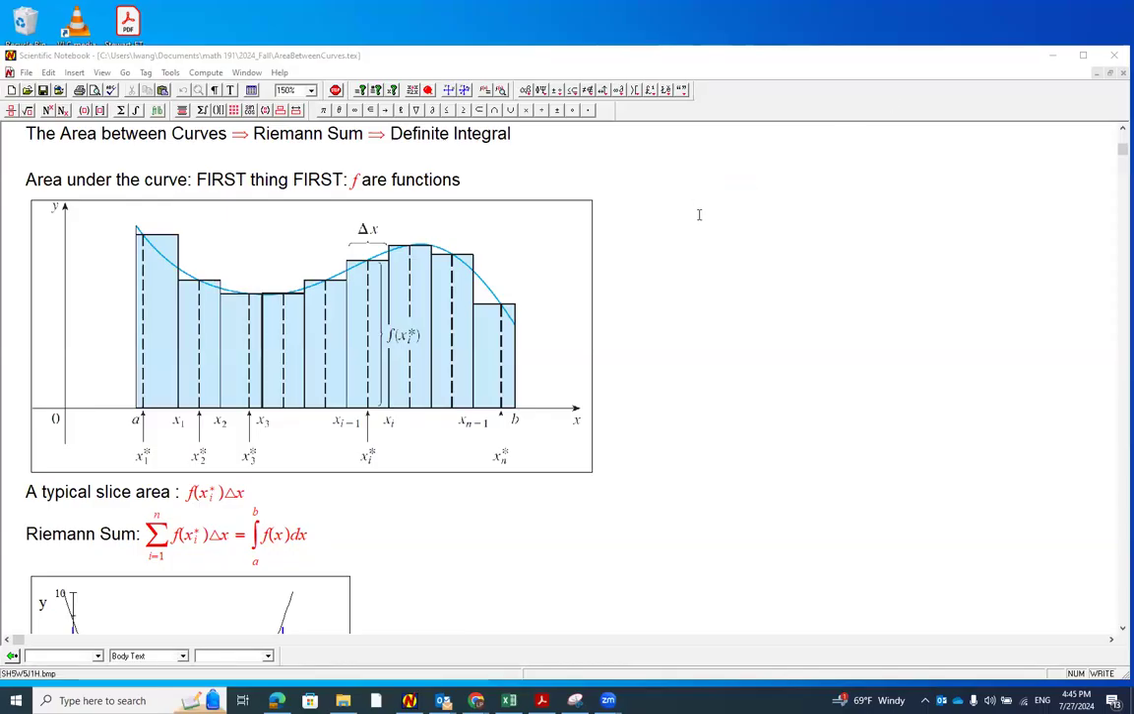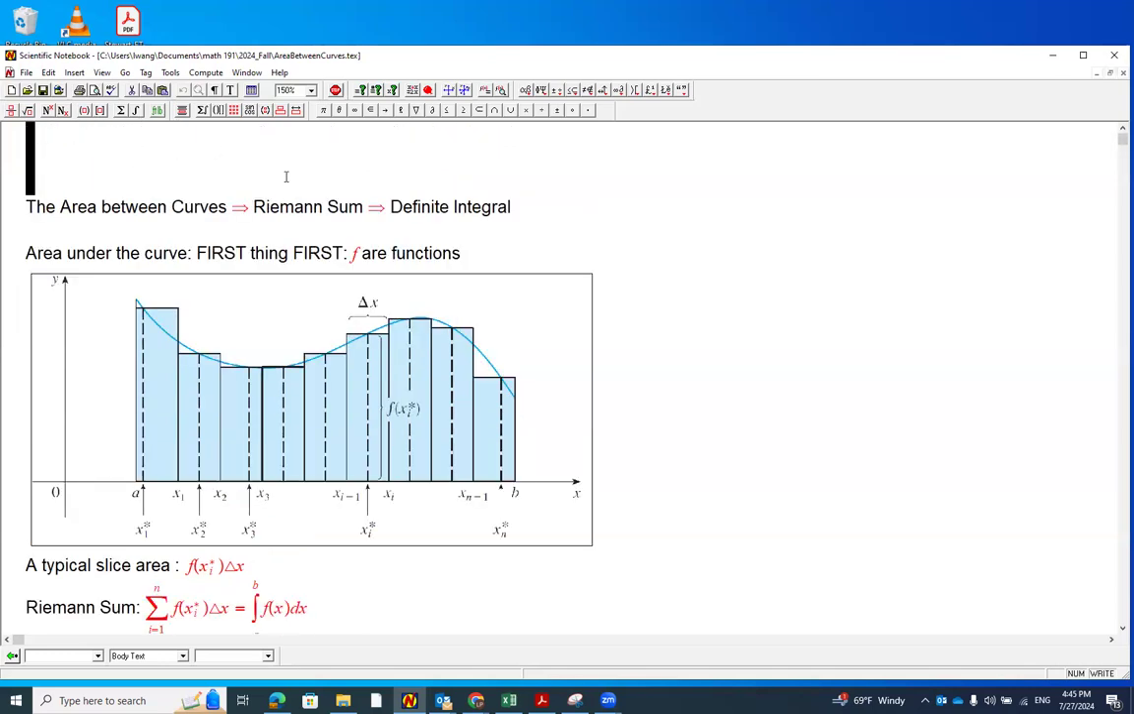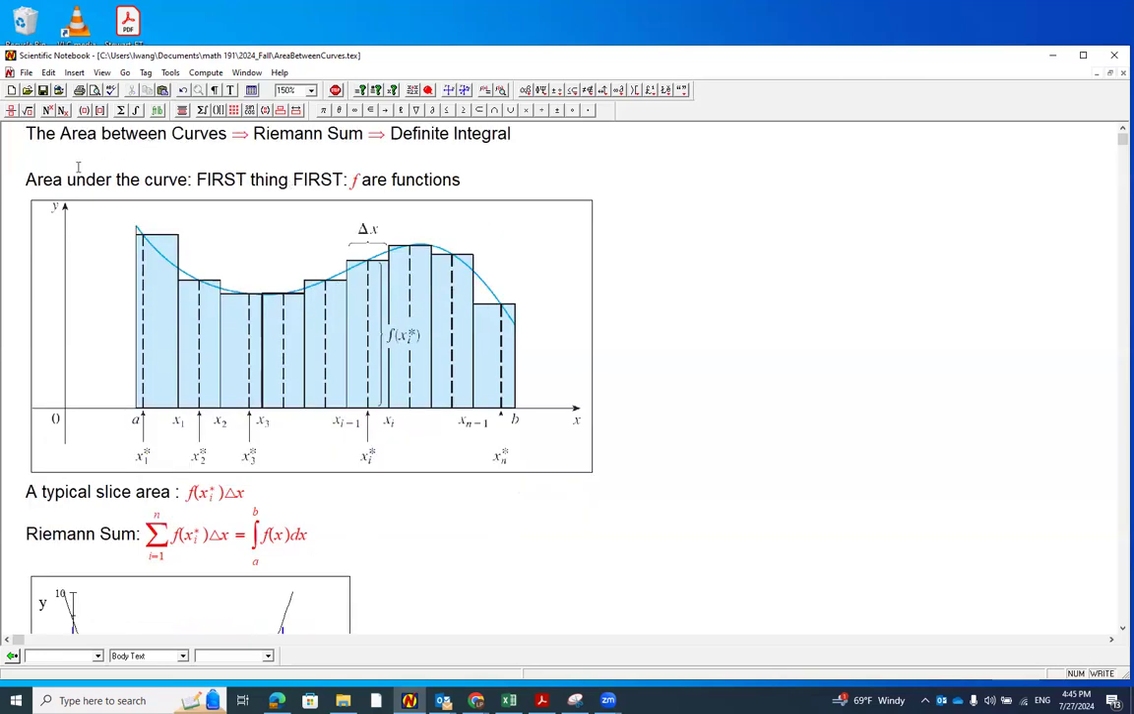Hello. In this lesson, we'd like to talk about the area between curves, especially between two curves in particular. First of all, we're going to review what area under the curve is, and we talk about a Riemann sum. In order to find the area between the curve and the x-axis, we did three steps: partition, forming a Riemann sum, and then taking the limit.